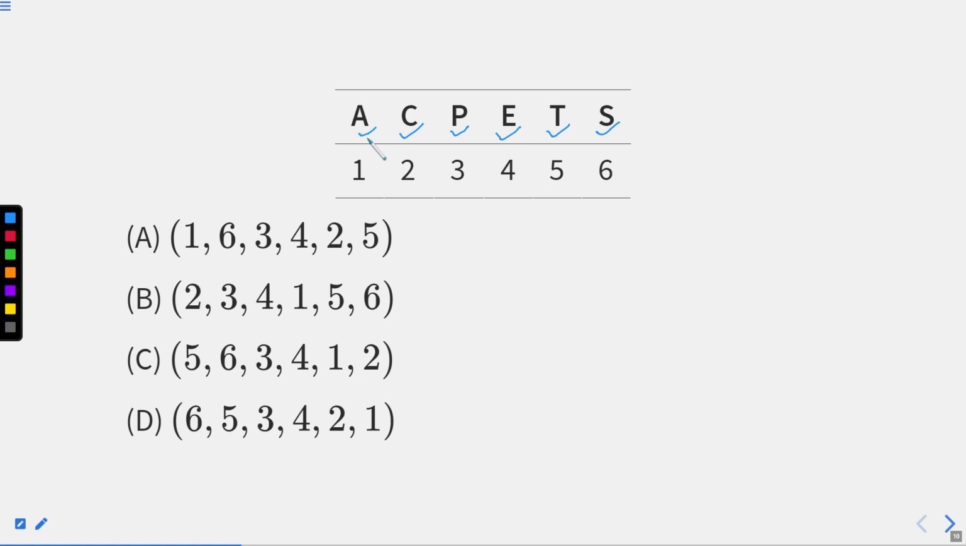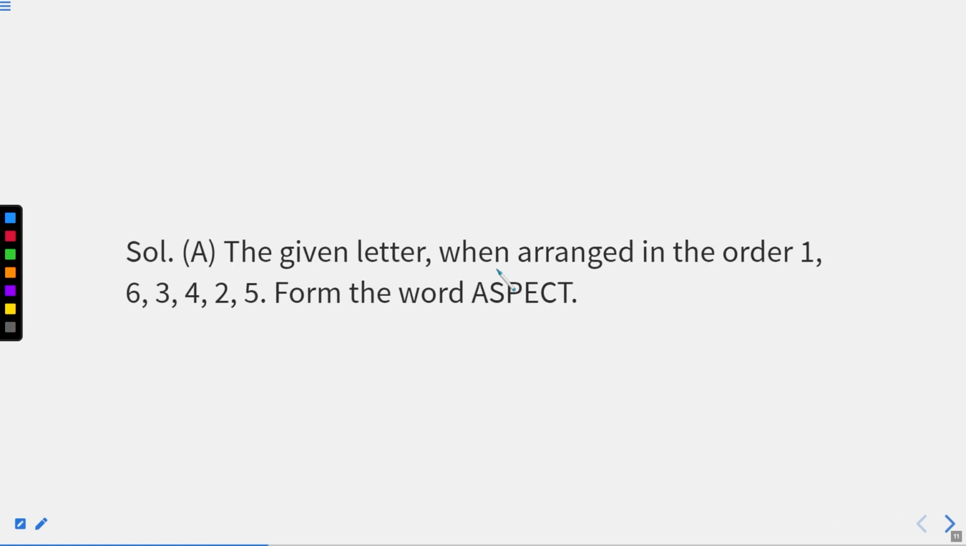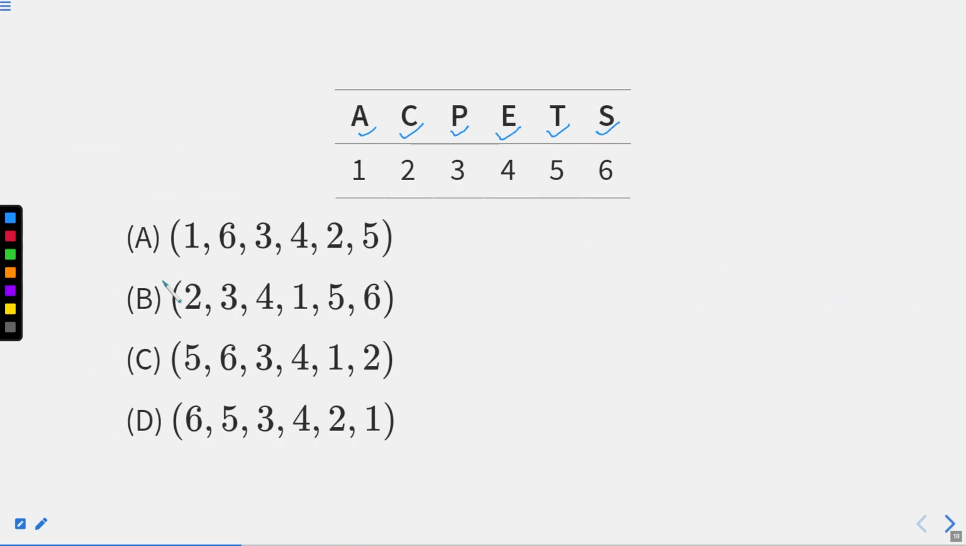So here the word will appear, that is aspect. The word will appear as aspect. We know for the letter A, we have a numerical value 1. For letter S, we have numerical value 6. For letter P, we have numerical value 3. For letter E, we have numerical value 4. And so on. For letter T, we have numerical value 5. So our answer will be 163425. That is 163425. Option number A. I hope this question is clear.